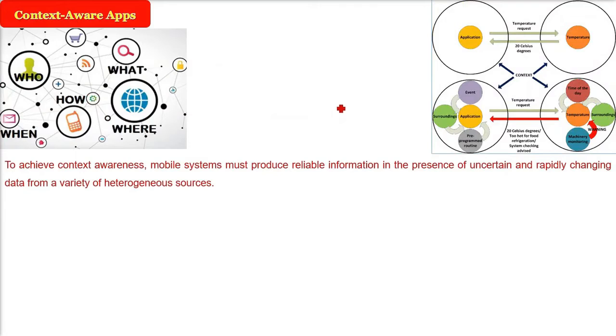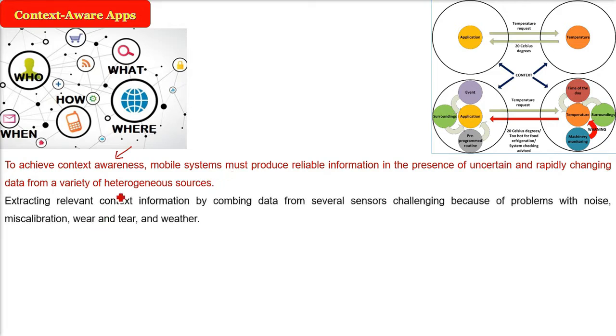In order to achieve this context awareness, the mobile system must get, receive, and refine reliable information. There is certain uncertainty also because the data may be rapidly changing, as it is coming from different heterogeneous resources. So extracting the good, relevant information as per what the user wants has certain challenges also, because every time you are not going to get everything perfectly.